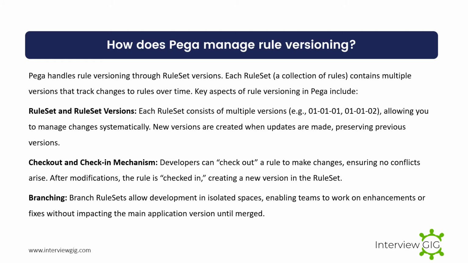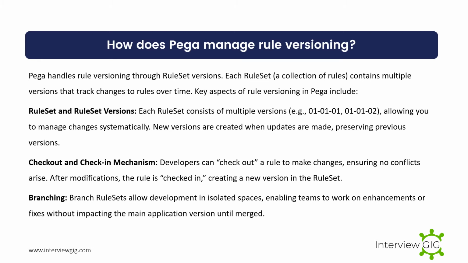Each rule set consists of multiple versions, e.g. January 1st 01, January 1st 02, allowing you to manage changes systematically. New versions are created when updates are made, preserving previous versions. Checkout and check-in mechanism. Developers can check out a rule to make changes, ensuring no conflicts arise. After modifications, the rule is checked in, creating a new version in the rule set.